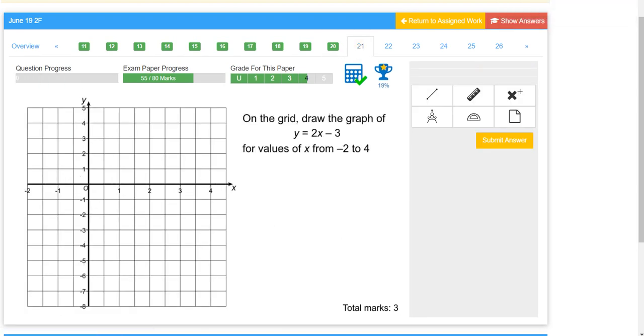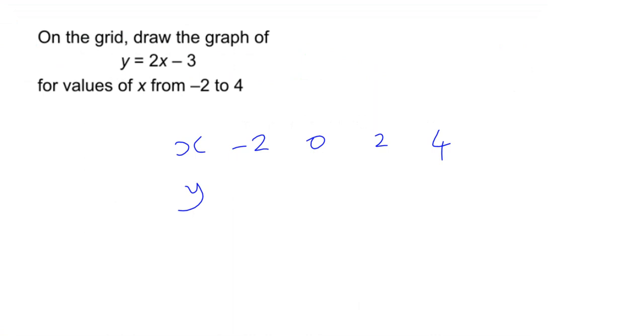We have to draw a graph here from these values, -2 to 4. Well, best thing to do then is to draw a table of values. So I don't necessarily need to do intervals of 1. I've chosen here to do a table of values when x is -2 all the way up to 4 and done in increments of 2. So let's start with 0. We'll do the negative ones in a minute. y equals 2x minus 3. If x is 0, 2 lots of 0 minus 3 is -3.